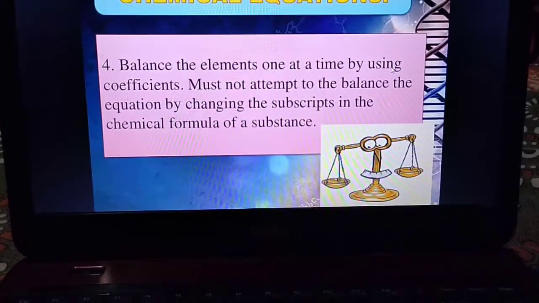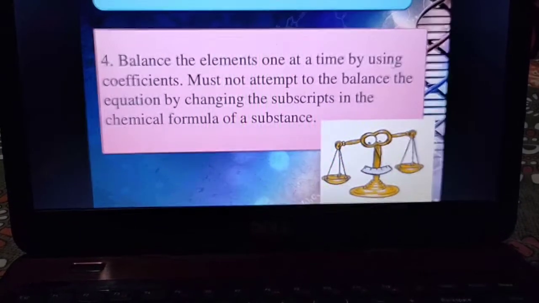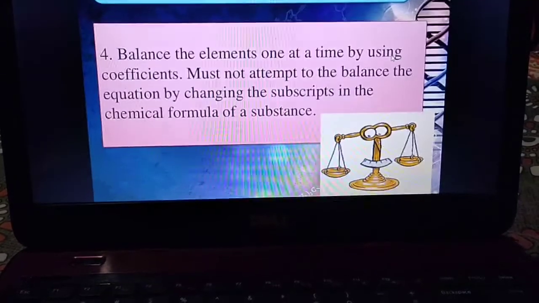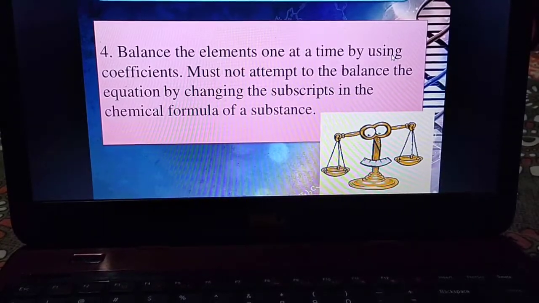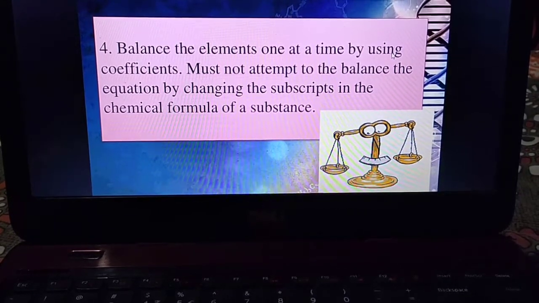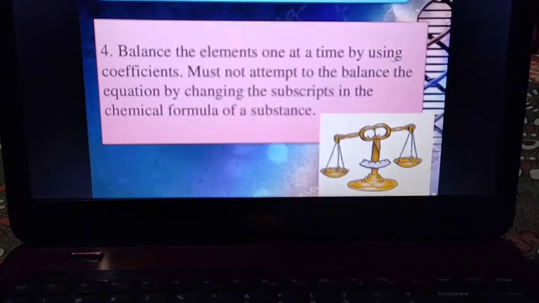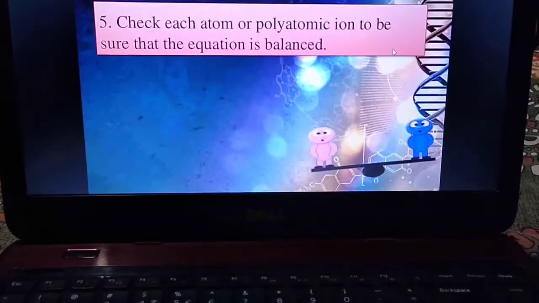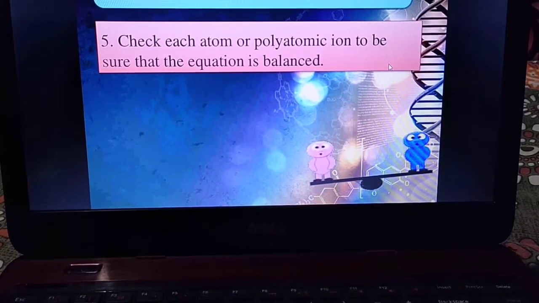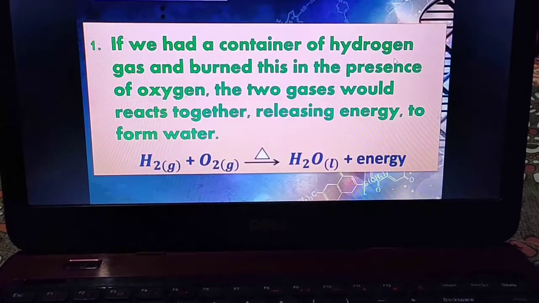Now balance the elements one at a time by using coefficients. Remember, you have to use only coefficients, not subscripts. You must not attempt to balance the equation by changing the subscripts in the chemical formula of a substance. You don't disturb the subscripts, you only change the coefficients. Check each atom or polyatomic ion to be sure that the equation is balanced.